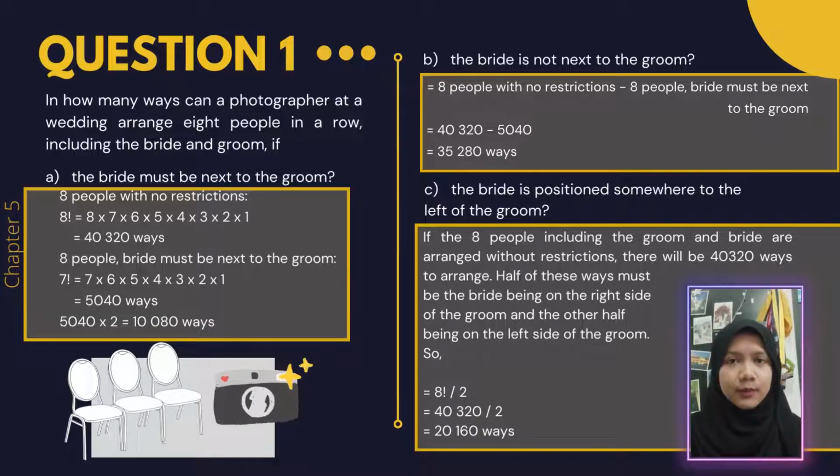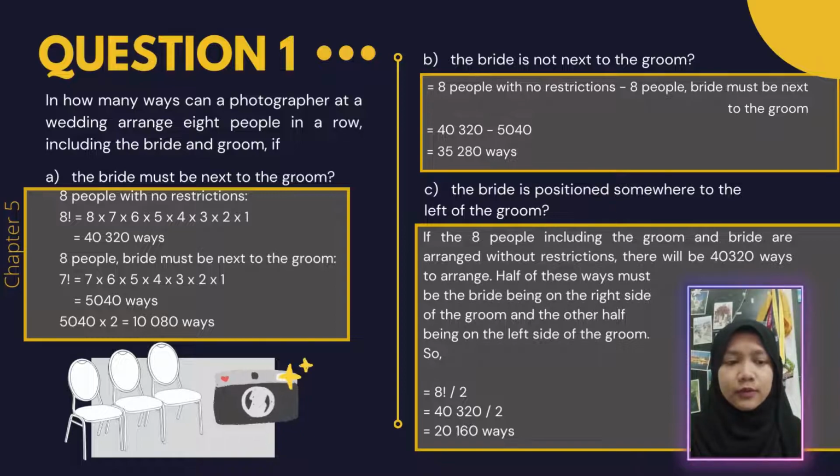Assalamualaikum. I will be presenting question 1 from chapter 5. In how many ways can a photographer at a wedding arrange 8 people in a row, including the bride and groom, if A. The bride must be next to the groom, B. The bride is not next to the groom, and C. The bride is positioned somewhere to the left of the groom?